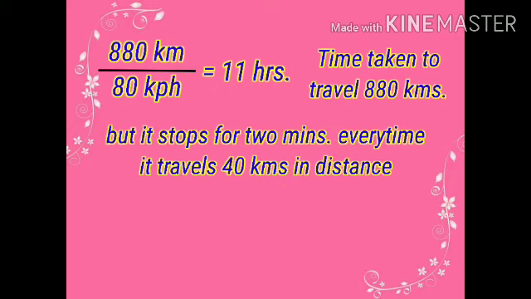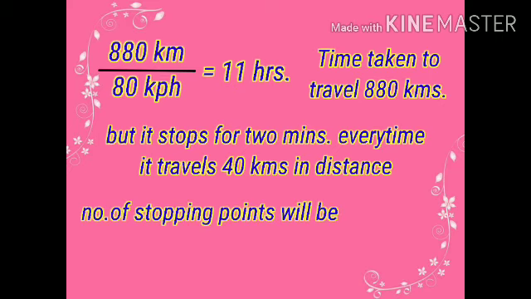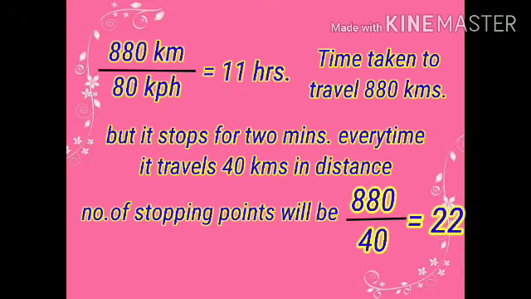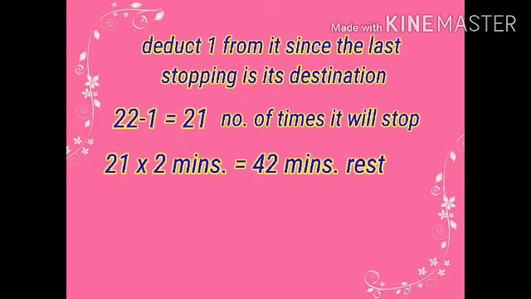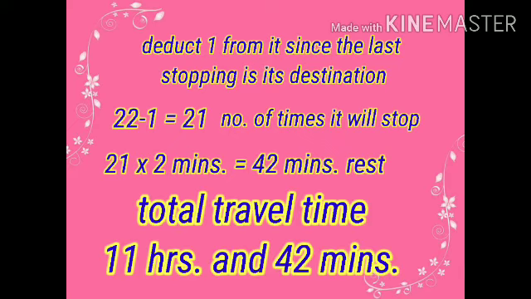But remember that it stops for 2 minutes every time it travels 40 kilometers in distance. So the number of stopping points will be 880 over 40, which is equal to 22. But remember that the last stopping will be its destination, so we will deduct 1. 22 minus 1 is equal to 21. So 21 times 2 minutes is equal to 42 minutes, so that will be the time of rest. So the total travel time will be 11 hours and 42 minutes.